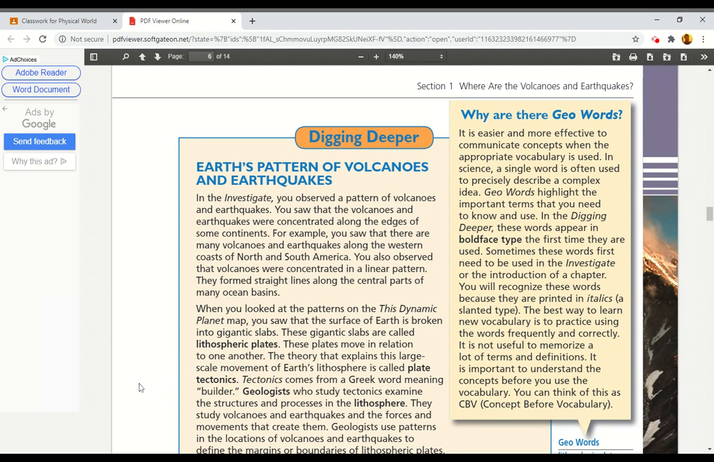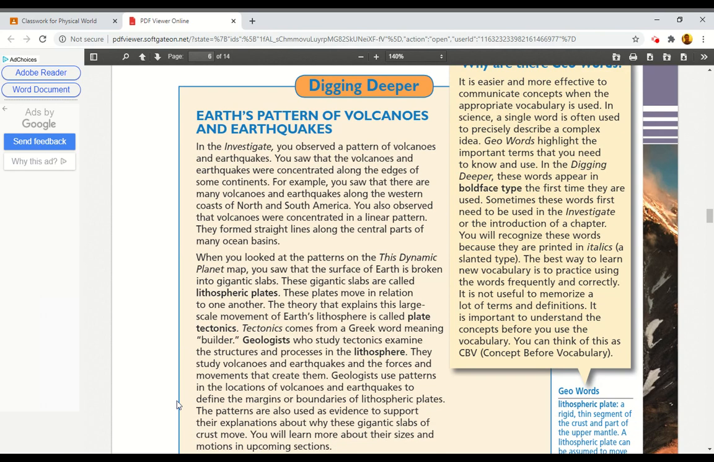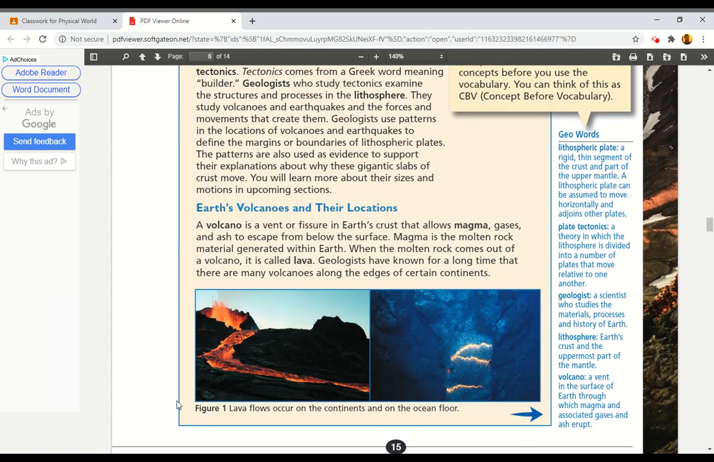Tectonics comes from a Greek word meaning builder. Geologists who study tectonics examine the structures and processes in the lithosphere. They study volcanoes and earthquakes and the forces and movements that create them.